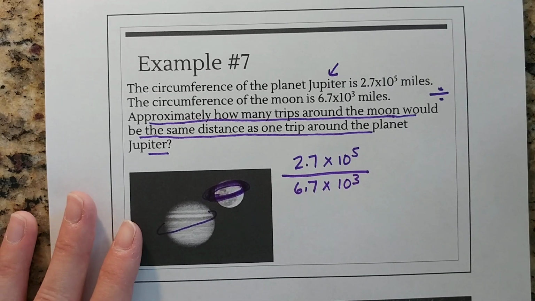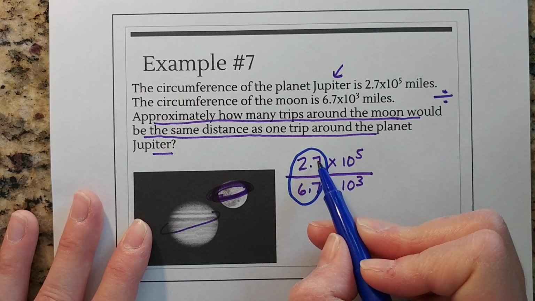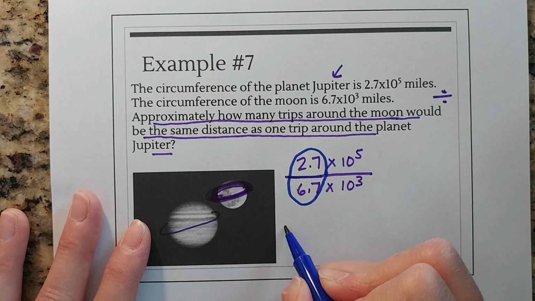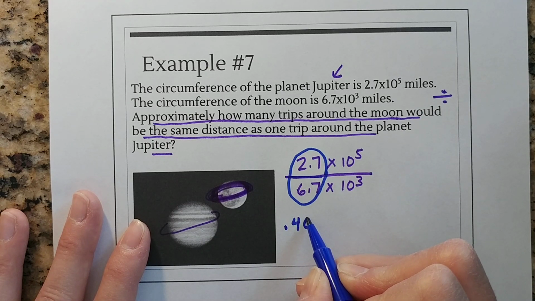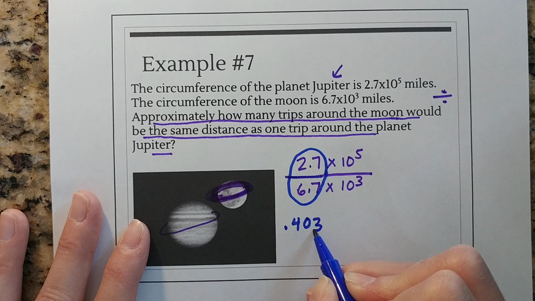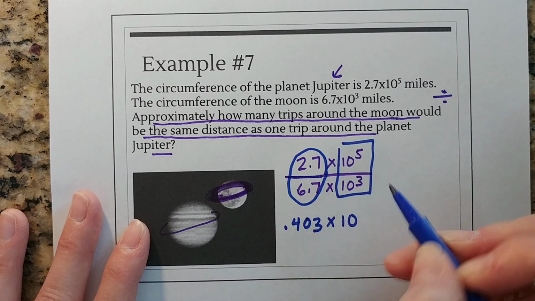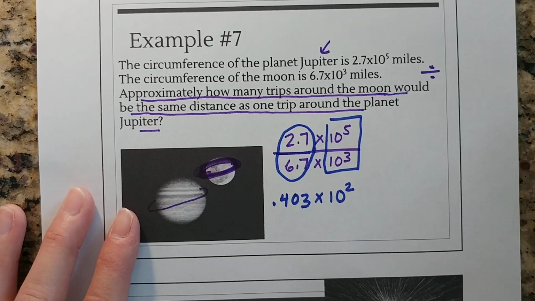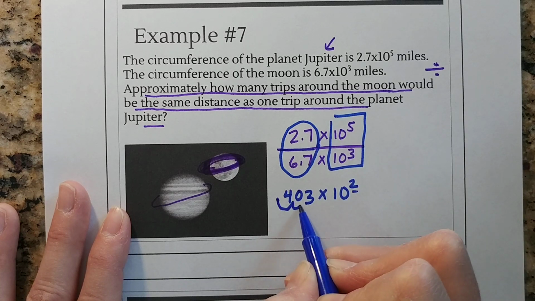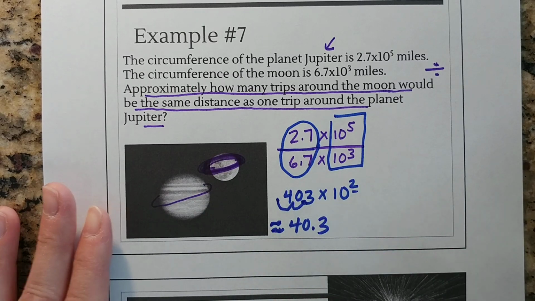Now let's see what we get. I want to first take the coefficients and divide them with my calculator. 2.7 divided by 6.7. Now I'm going to have to round this because the calculator gives me 0.40298. So I'm just going to go 0.403. Now let's divide the powers. To divide powers with the same base, I subtract the exponents. So 2. So now let's go ahead and change this into a standard number. 2 places to the right, once, twice. I get 40.3.